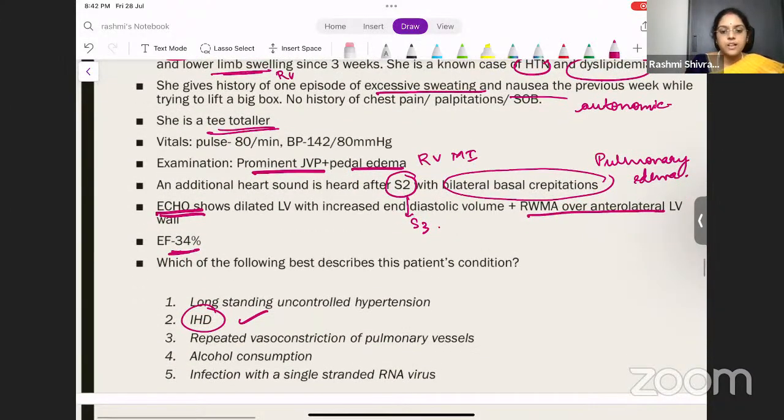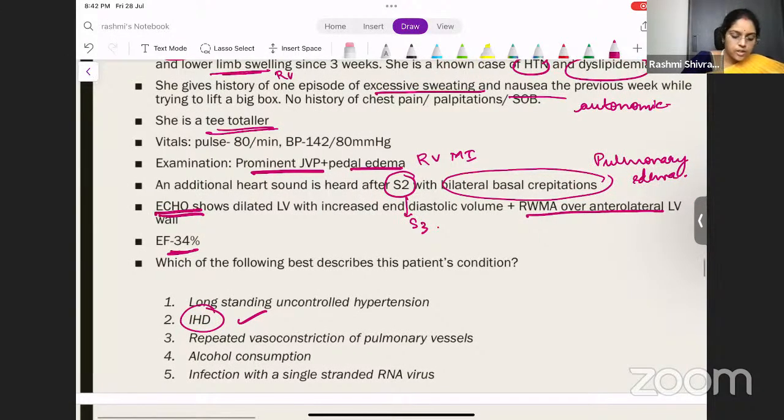So why is it not long-standing uncontrolled hypertension? If the patient has uncontrolled hypertension, the patient will have features of left ventricular hypertrophy, which is not mentioned in the echo. If there is repeated vasoconstriction, what will happen? She will have repeated pulmonary edema, isn't it? Repeated pulmonary edema will be there and oxygenation will be less. That is not mentioned. Alcohol consumption: we know that this person is a teetotaler.